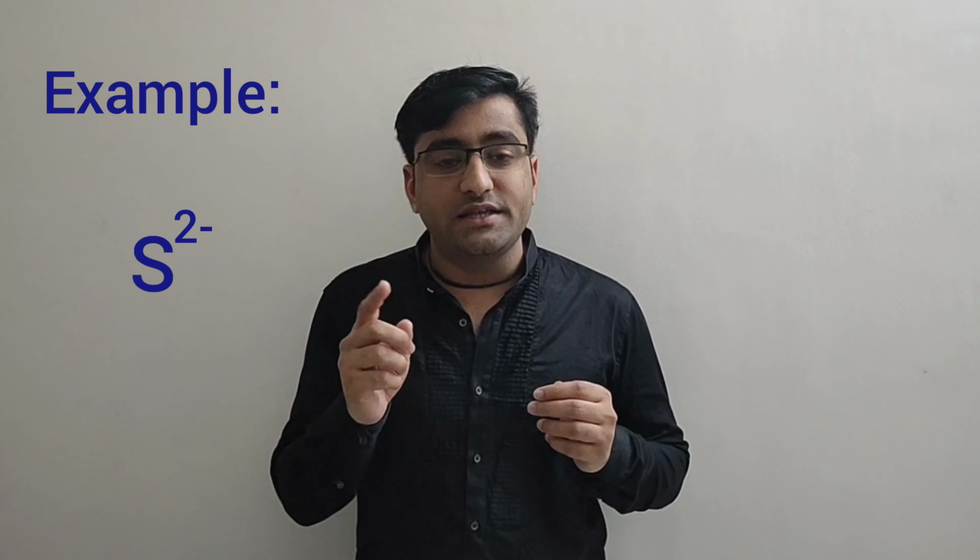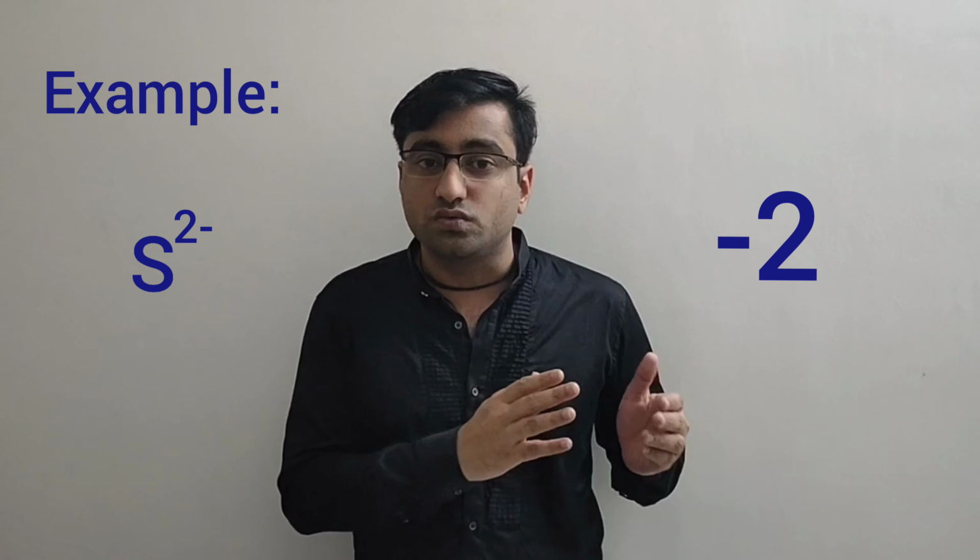Rule number 2. The oxidation number of the monoatomic ion is the same as the charge on that ion. For example, sodium ion, which is Na+. So here the oxidation number of sodium is +1. Another example is of sulfur ion, which is S2-. So the oxidation number of sulfur here is -2.